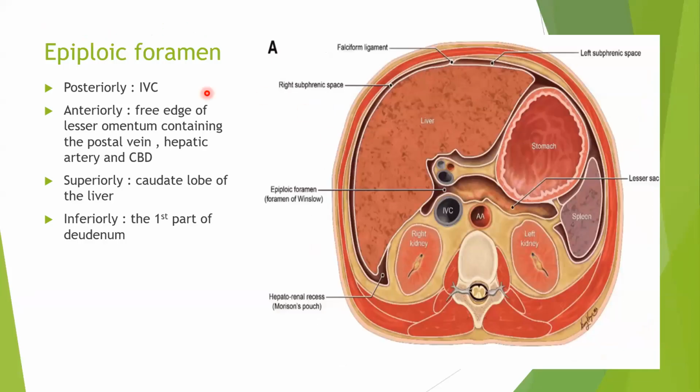The boundaries of the epiploic foramen of Winslow: posteriorly is the IVC. Anteriorly is the free edge of the lesser omentum containing the portal vein, the hepatic artery, and the CBD. Superiorly, the caudate lobe of the liver. Inferiorly is the first part of the duodenum. Okay.